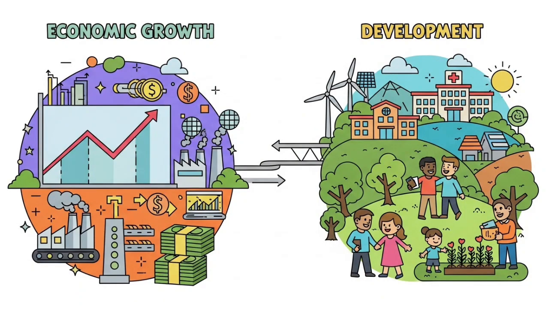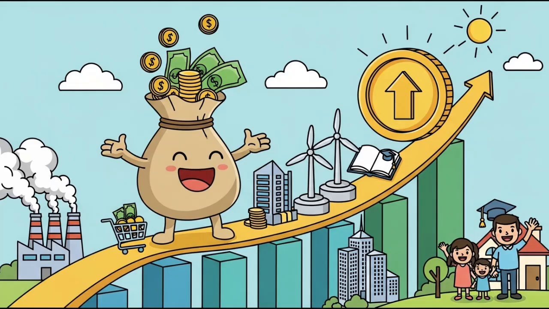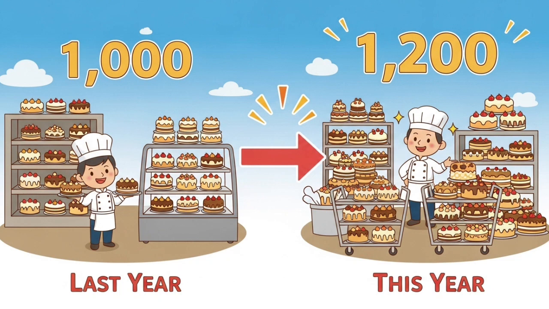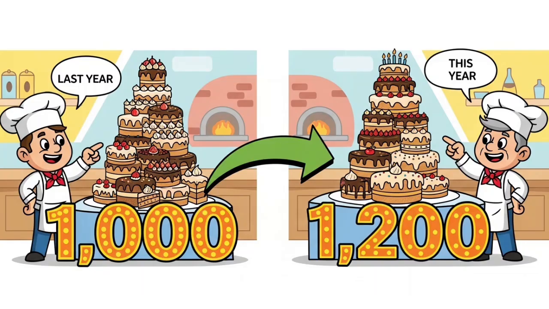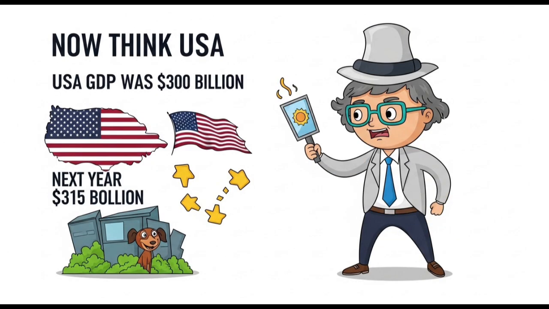What are economic growth and development? Economic growth means an increase in a country's income and output. It means the economy is producing more goods and services than before. For example, last year the bakery produced 1,000 cakes. This year it produced 1,200 cakes, meaning production increased and income increased. Now think at the country level. The USA GDP was $300 billion. Next year, it will become $315 billion.